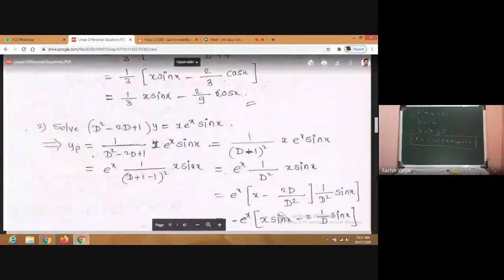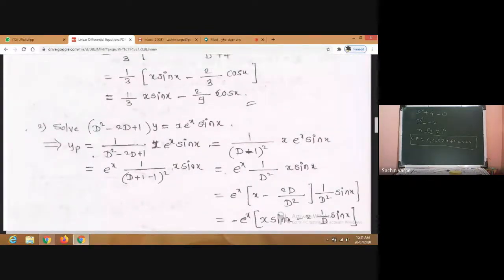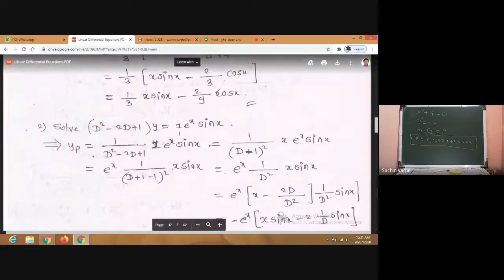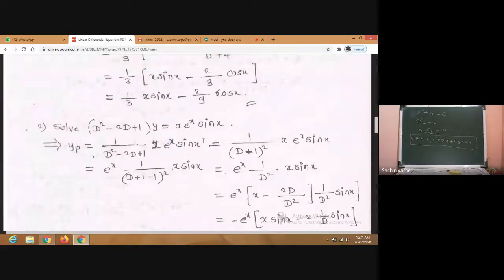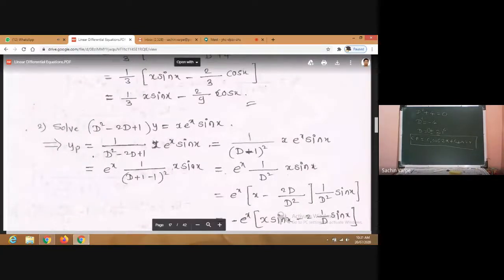Okay, let us have one more. Solve (D² − 2D + 1) y = x e^x sin x. Now here on the right hand side, we have three functions of x: x, e^x, and sin x. So we can write this f(x) as e^x into x sin x. So v will be x sin x, and that will be like the previous case.